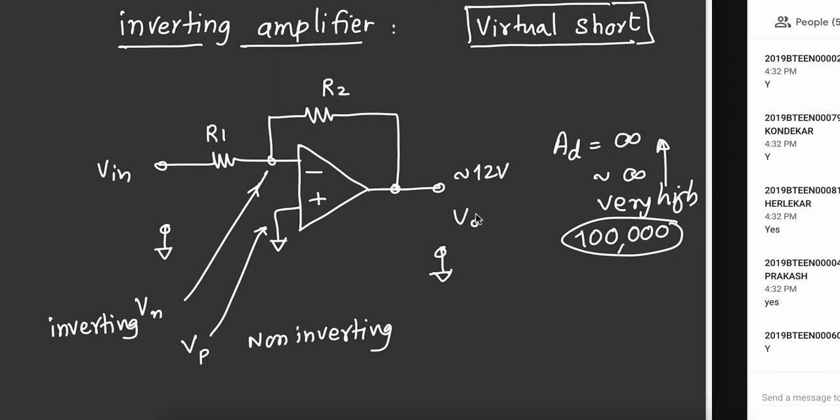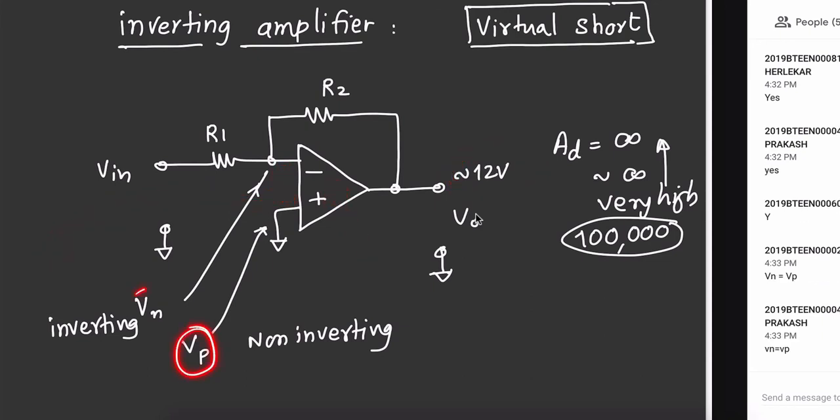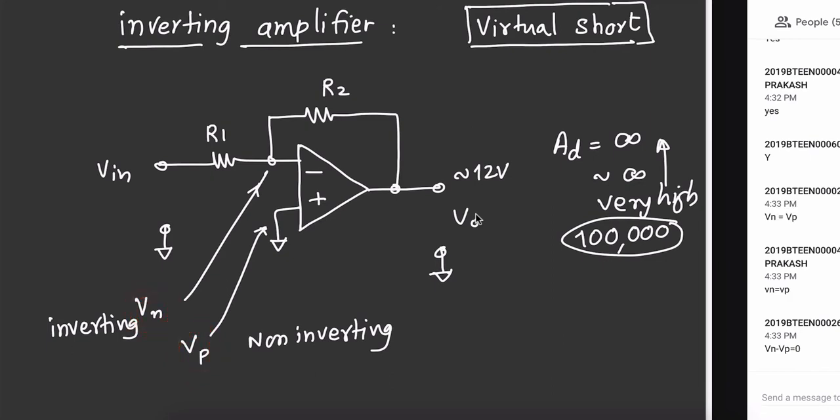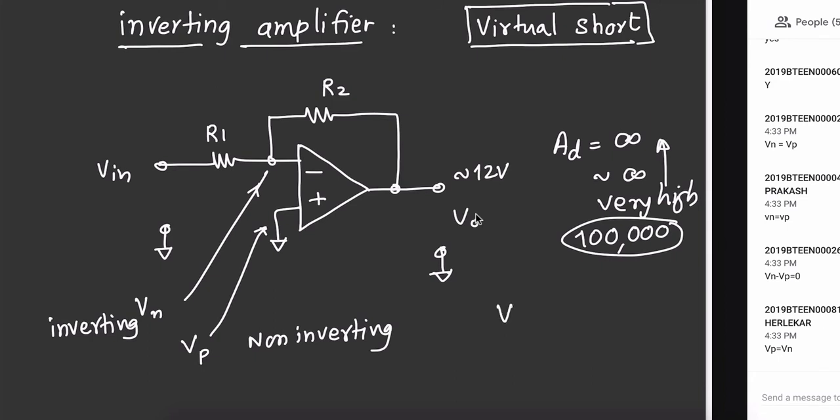For any output, I repeat, for any output, because of the very high gain of this op amp, the input required is very small, near to 0. Then what is the relation between Vp and Vn? Vn is equal to Vp, Vn minus Vp is equal to 0. Now I can write two things here: Vn is equal to Vp, or Vp is equal to Vn. Now I have to find out which one is correct.